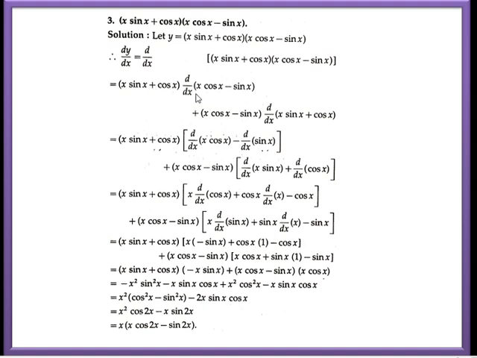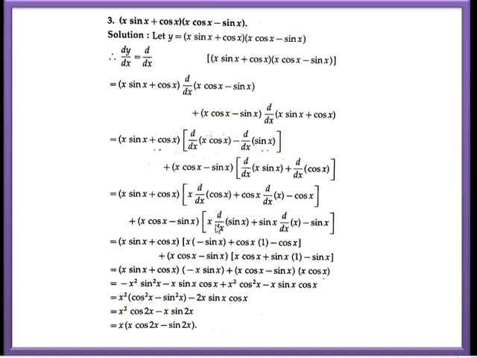I'll explain. What is d/dx of x cos x? First function x into derivative of cos x plus second function cos x into derivative of x. In this case also you have to go for product rule. I have written all the steps, so no need of confusion. x into what is derivative of cos x? Minus sin x, plus cos x into what is derivative of x? 1. Minus cos x as it is.